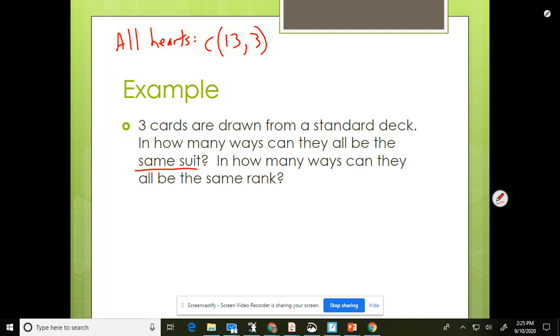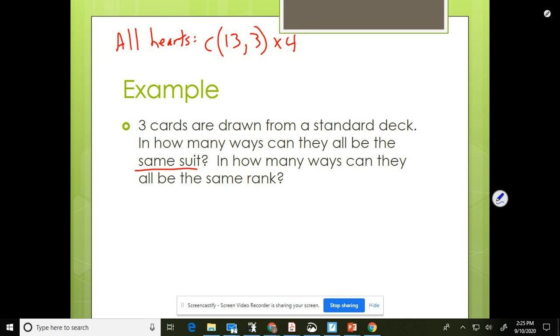If we did all diamonds, it's the exact same thing again. If we did all spades, it's the same again. All clubs, the same again. So it's this times 4. Okay, and that will give you my total ways, how many ways I can select all of the same suit.